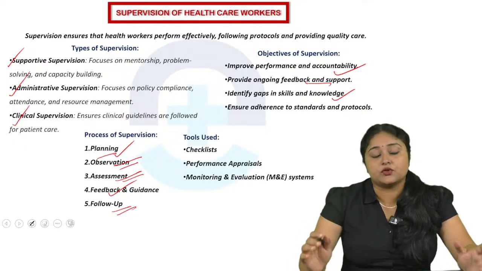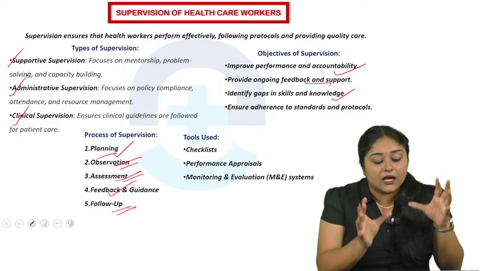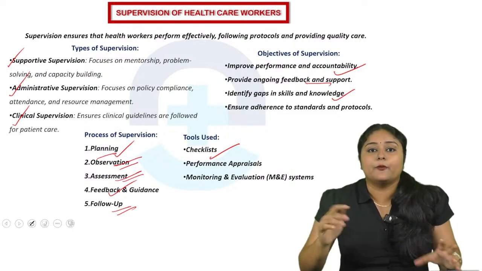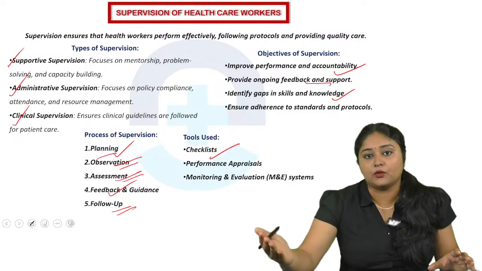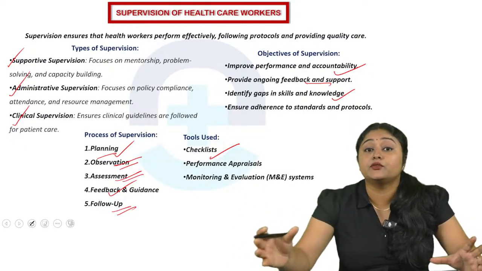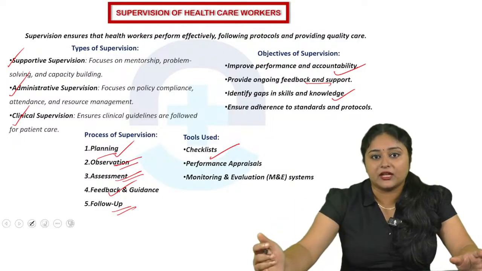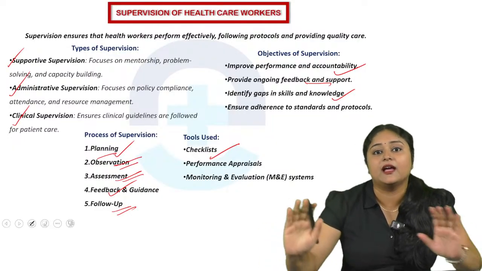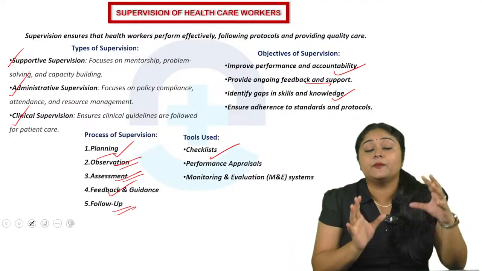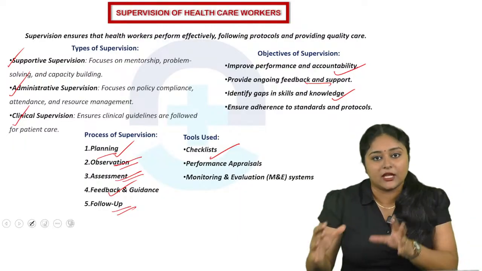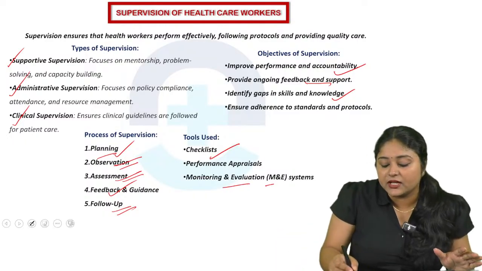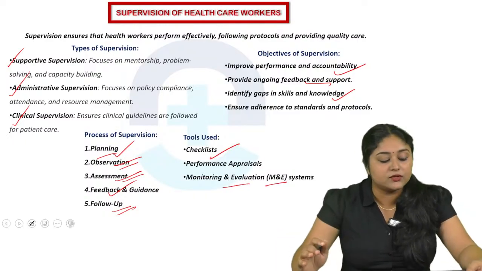Now come to the tools used. What are the tools you can use for supervision? First is the checklist, and sometimes performance appraisal. You can also give points to particular nurses, which they can convert into money. If you give these kinds of points, everyone will know this nursing staff is trying to do their best. If the organization gives this kind of performance appraisal, the person will be motivated to do their best. And next is the monitoring and evaluation system. So these all are the tools we can use.